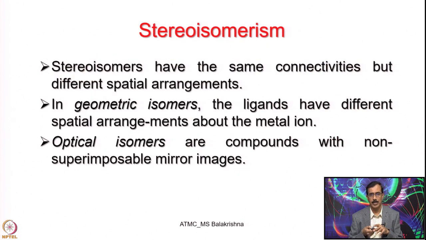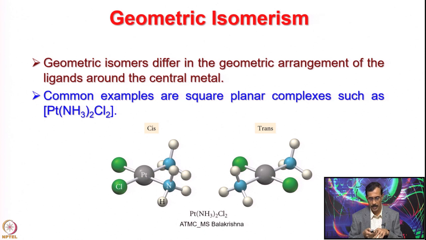And stereoisomerism: stereoisomers have the same connectivities but different spatial arrangements. In geometric isomers, the ligands have different spatial arrangements about the metal ion. Optical isomers are compounds with non-superimposable mirror images. They come under stereoisomerism. And geometric isomerism: geometric isomers differ in the geometric arrangement of the ligands around the central metal.